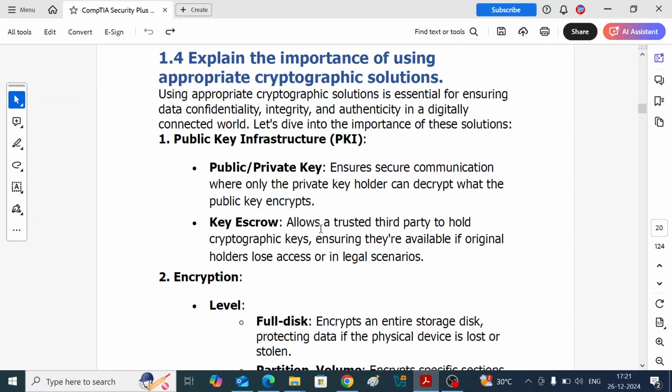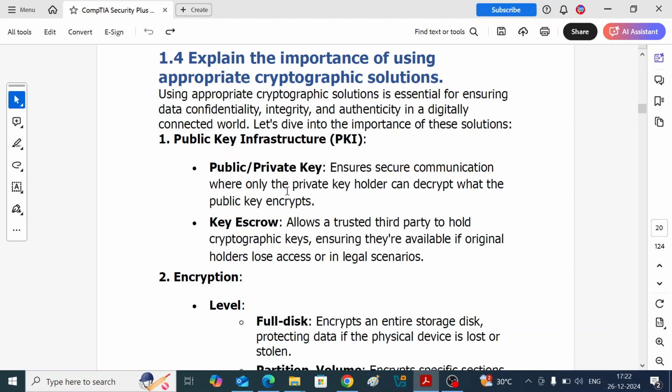Hi everyone. So today we have this fourth session, which is about the cryptographic solutions, right? We'll be discussing the brief about the cryptographic solutions, and this is all you need to know from the exam point of view. This is more than sufficient.